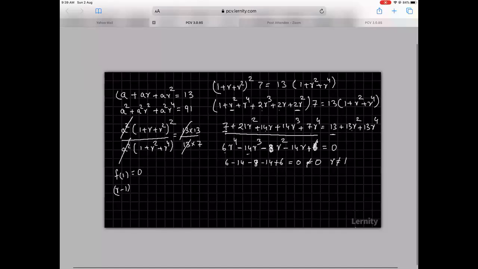So if I put minus 1, this will become 6, this will become plus 14, this will remain minus 8, this will become plus 14, this will become minus 6 is equal to 0. So these two add up to 28. So now also it is not working out.